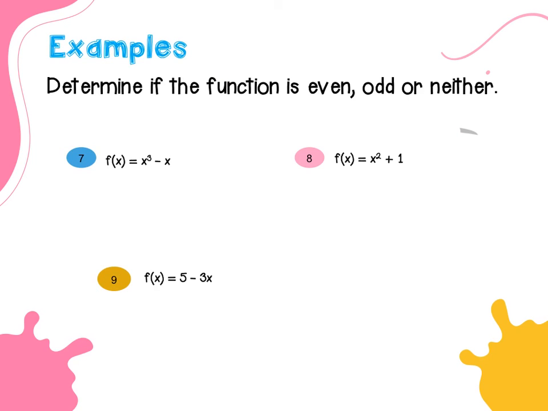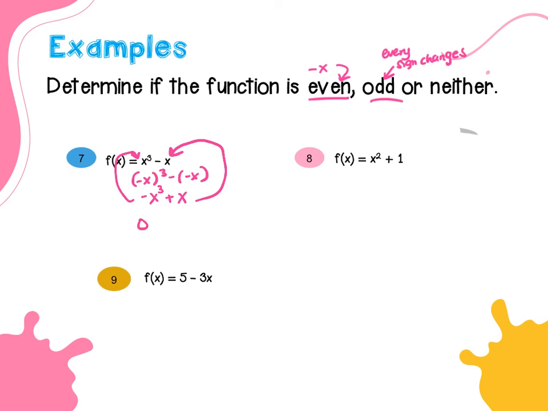Okay, so to see if it's even or odd, what we're going to do is plug in a negative x. If it's even, it's going to go back to the original equation. If it's odd, everything will change. And if it's neither, then it's neither. So if I look at 7, I would plug negative x in. Negative x to the third is negative x to the third, minus a negative x becomes plus x. These signs do not match, but each of them is the opposite from where it started, which means this is odd.